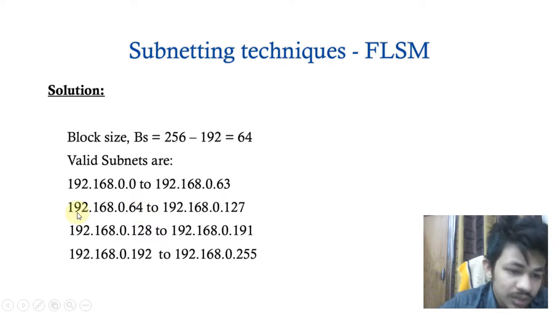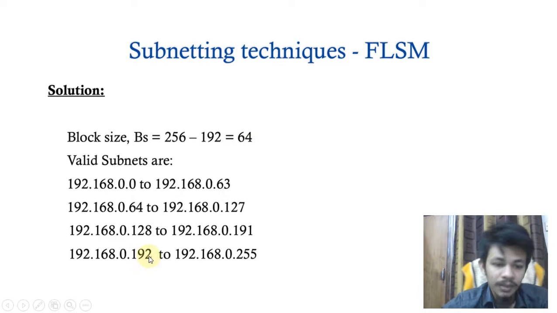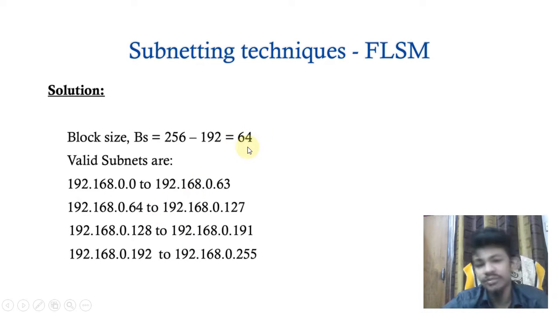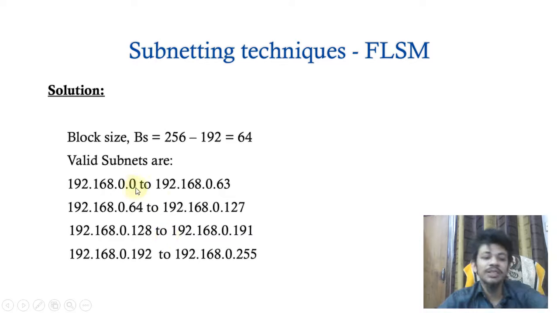That means the network address of the next subnet will start from 192.168.0.64. As we know, our block size is 64. If we sum 64 with 64, we get 128. Again, if we sum 128 plus 64, we get 192. The range will be, for example, 64 plus 63, as our block size is 64 and we are starting from 0 to 63. That means the range is 64 addresses, but we add 63 here to get the end of the range, as this 64 is also in the range. So this way we are getting the valid subnets.